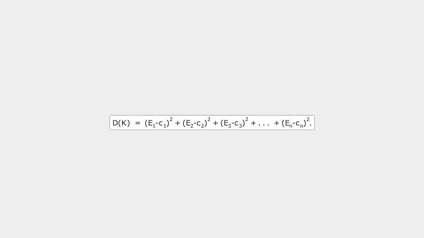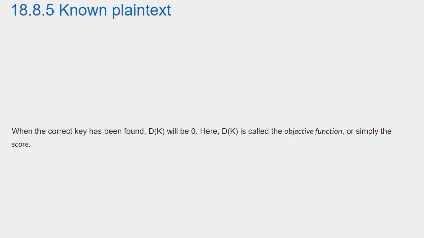Suppose Emily has found an expression for each ciphertext bit in terms of the plaintext, the key, and possibly the chain vector. Let the expression for bit i be Ei, and let Ci be bit i of the ciphertext. For any given key K, Emily can measure the difference between the ciphertext that would result from enciphering the known plaintext using the key K and the intercepted ciphertext by calculating D(K). When the correct key has been found, D of K will be 0. Here, D of K is called the objective function, or simply the score.